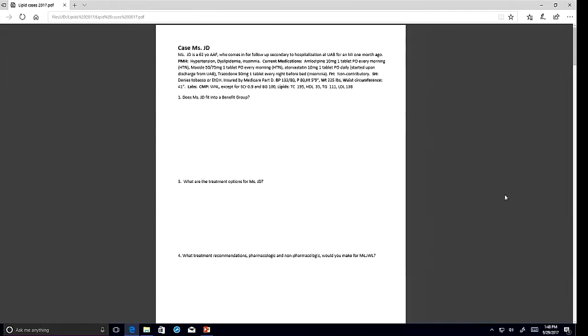Blood pressure today in clinic is 132/80. We look at her weight. She's 225 pounds. She has a waist circumference of 41 inches. Labs, everything was within normal limits. WNL, within normal limits. Everybody got that? WNL means within normal limits, except for serum creatinine, which was 0.9, and a blood glucose of 100. When we look at her lipid panel, total cholesterol is 195, HDL is 35, triglycerides are 111, and LDL is 138. So take a few minutes and answer your case.